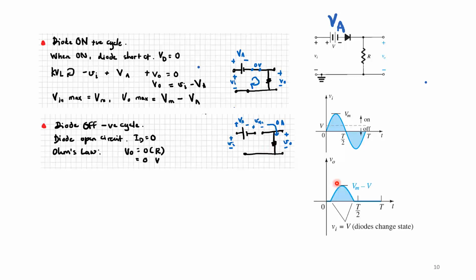And if I plot the V out versus time aligned with V in versus time, this is what I get. The maximum of the output voltage is now no longer VM, but VM minus VA. It turns on right after 0 volts, and it turns off again right before T over 2.